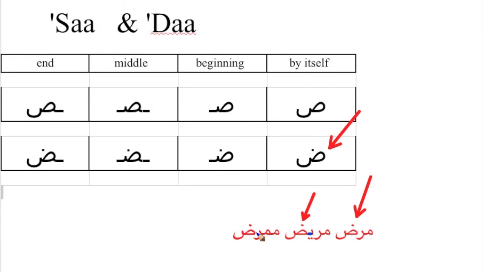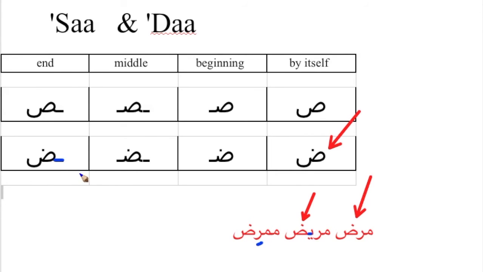Here does not have any connection. Why? Because this letter Ra does not accept to connect. So the letter after it has to go to the original shape, with no need for this little thing to connect, because there is nothing to connect anyway.